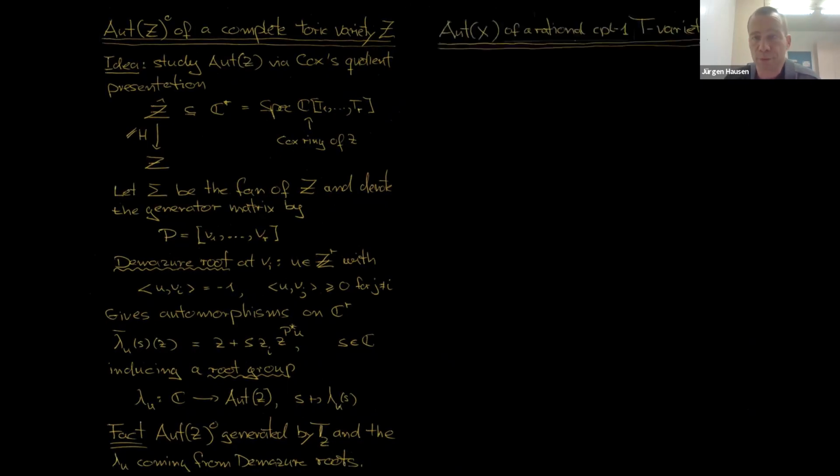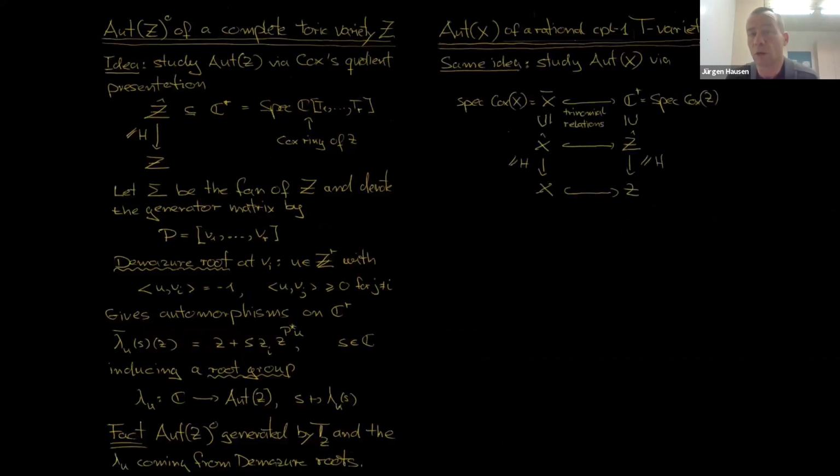Let us go to the case of a complexity 1 T-variety. It's the same idea. If you want to study the automorphism group, we do it in terms of the Cox ring. Now it looks a bit more complicated. First look at the left-hand side. There we mimic exactly the thing from toric geometry. We take the spectrum of the Cox ring, then our X is a quotient of an open subset by a quasi-torus. Now our spectrum of the Cox ring is given by these nice trinomial relations we have just seen.